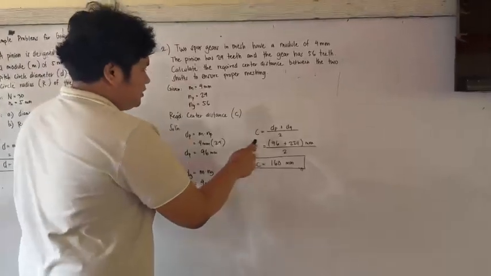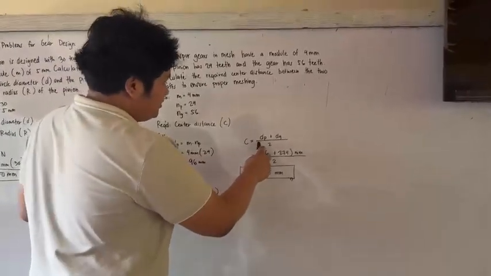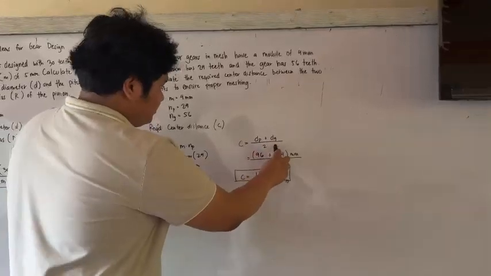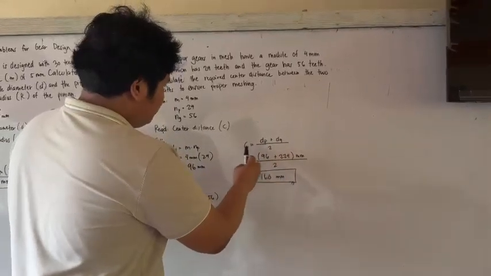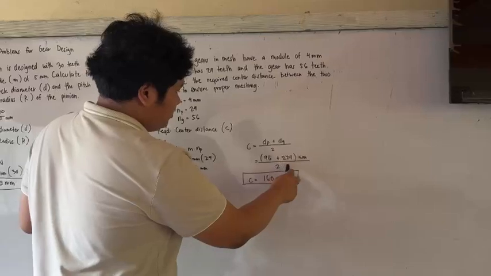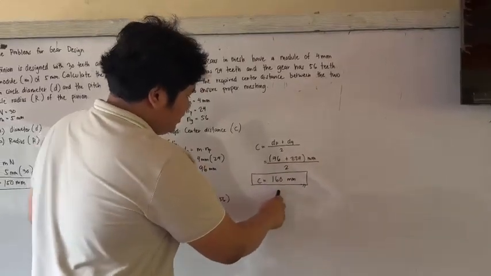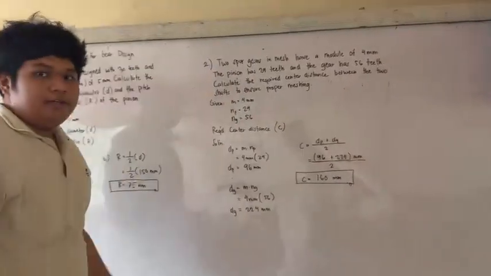So for the center distance C, the formula is diameter of the pinion plus diameter of the gear over 2. So input the values, we have 96 plus 224 mm divided by 2. C is 160 mm. And that is all.